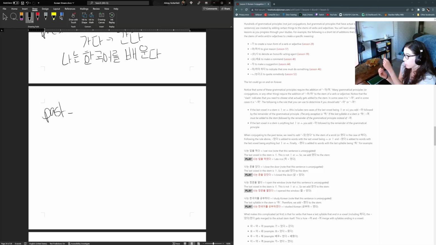Notice that the slash indicates that you need to choose what actually gets added to the stem. In this case, a, in some cases, o. The following is the rule that you can use to determine if you should add a or o. So if the last vowel is a or o, or ya or yo, you add a. The only exception is ha. If the last syllable in the stem is ha, yeo must be added to the stem, followed by the remainder of the grammatical principle instead of a. Okay. So let's write that. Oh, my bad. Getting ahead of myself.